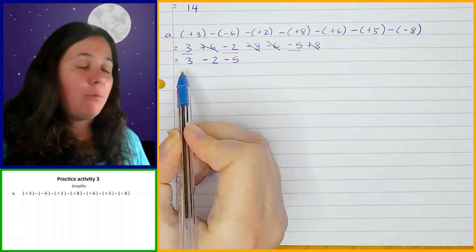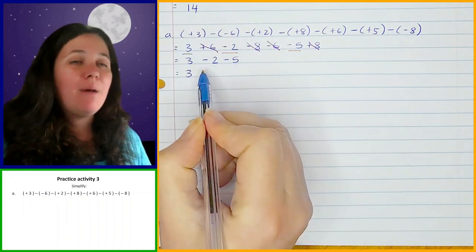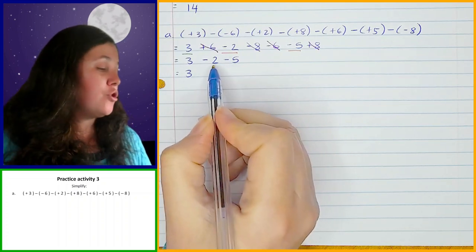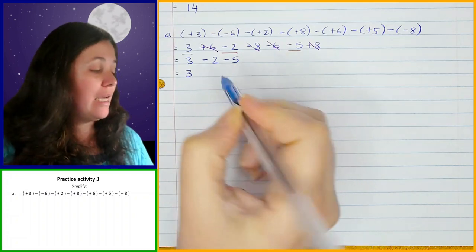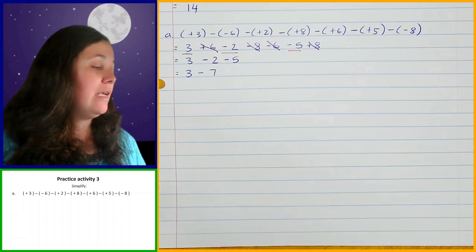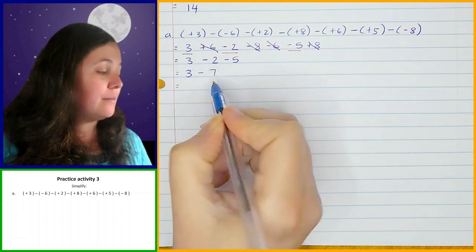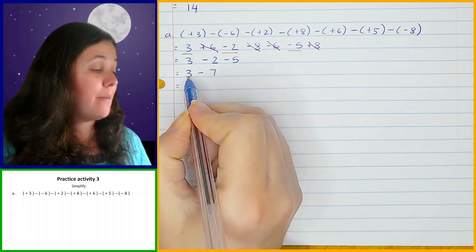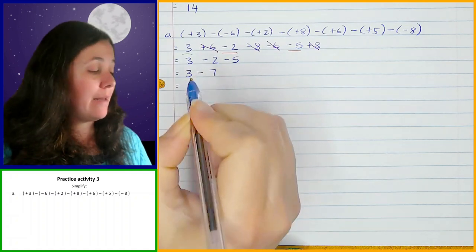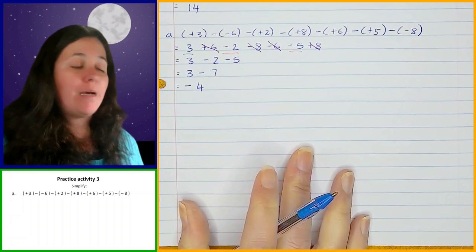So I can simplify my positive, or I can keep it the same rather, so that's just 3, and then my negatives, I can add the absolute values because they have the same sign, so 2 and 5 gives me 7, and I keep the minus the same, so it's negative 7. So 3 minus 7, I'm going to subtract the absolute value. So I've got 7 minus 3 gives me 4, and I keep the sign of the one with the higher absolute value, so that's going to be negative 4. Okay, so that's what you should have got for question A.